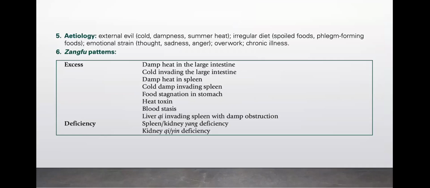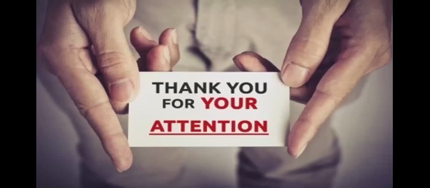Then six, the Zangfu patterns. If it is an excess, there's damp heat in the large intestines, cold invading the large intestines, damp heat in the spleen, cold damp invading spleen, food stagnation in stomach, heat toxin, blood stasis, or liver qi invading spleen with damp obstruction. If there is deficiency, it is spleen kidney yang deficiency, kidney qi yin deficiency.